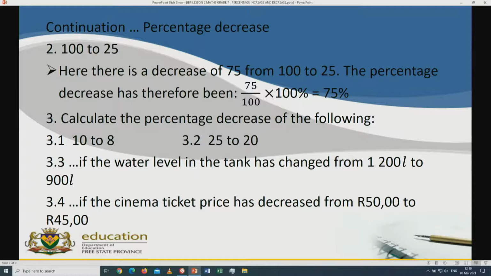Now let us have some activities to work out before we conclude our lesson. We take those questions straight, like we started with the percentage increase. Calculate the percentage decrease of the following, 10 to 8.